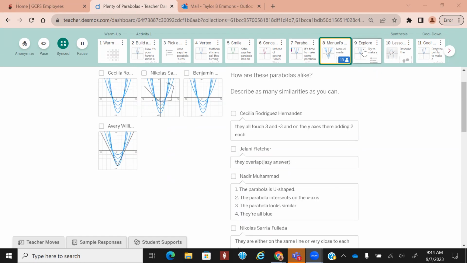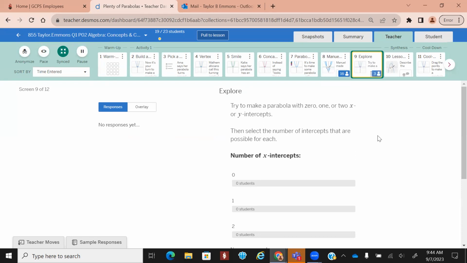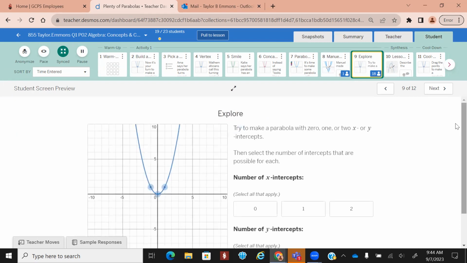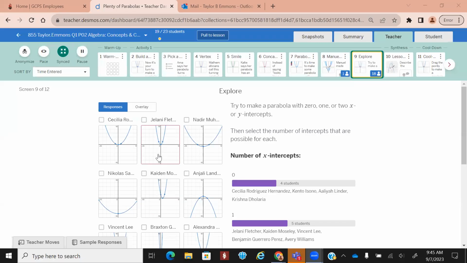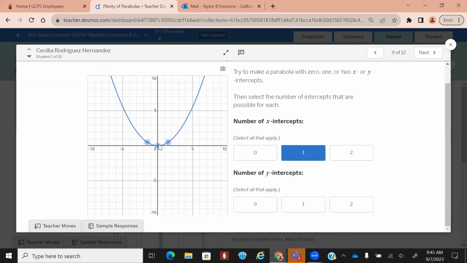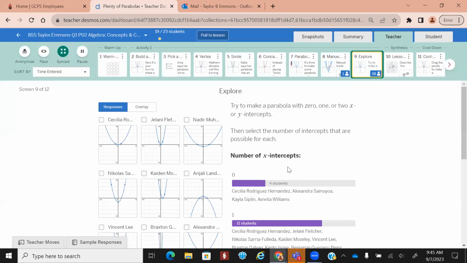All right. On slide number 9, try to make a parabola with 0, 1, 2 x-intercepts or y-intercepts. Okay, go ahead and take a moment. Fill that out. Good. Okay, so Cecilia gave me this. All right, how many times did it cross the x-axis? No, 1 time. Okay, how many y-intercepts does this have? 1. Okay.